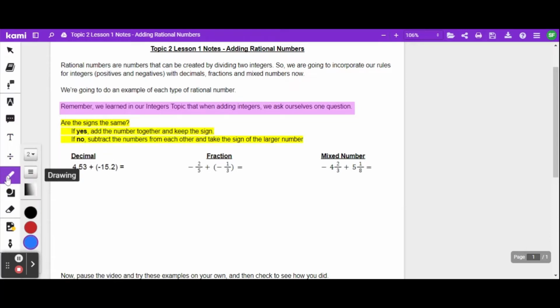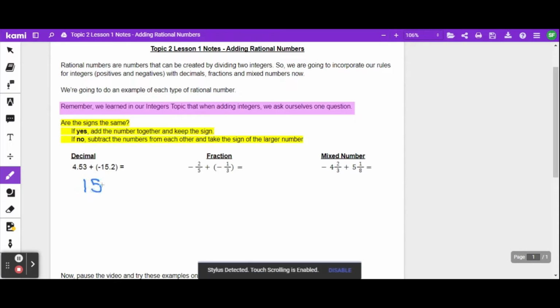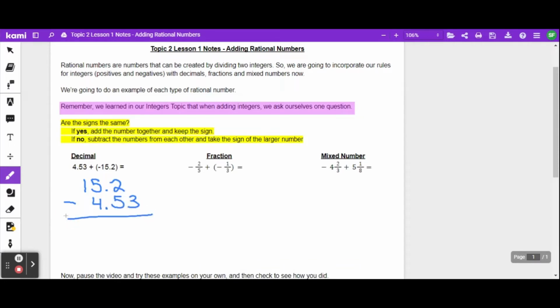So if we look at the decimals here, we can see that 4.53 plus negative 15.2, those signs are different. So I am actually going to subtract right now 15.2 minus 4.53. And of course, I need to add a 0 here in order to subtract properly. If I have 0, I cannot take away 3. So all of your rules about borrowing or trading are still going to apply here.